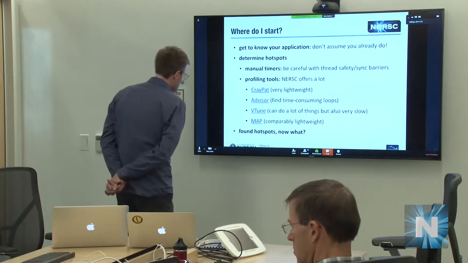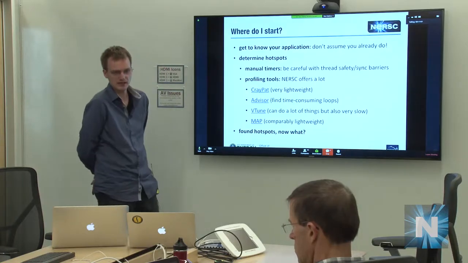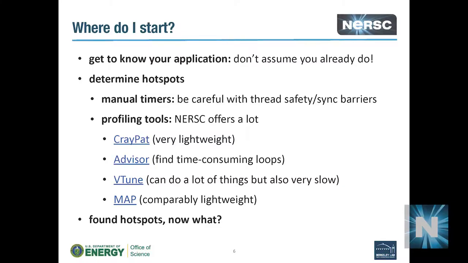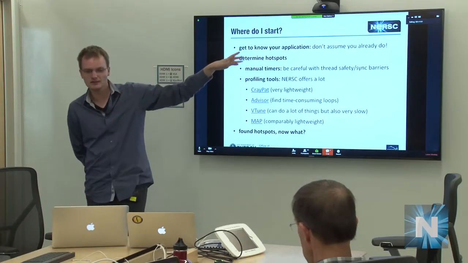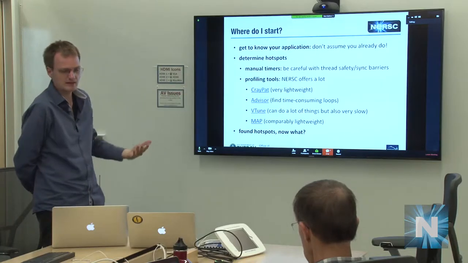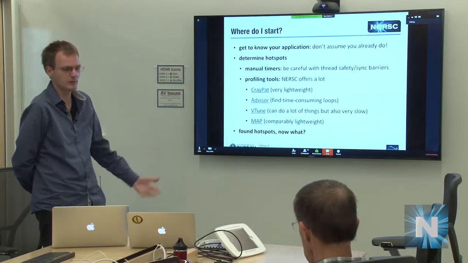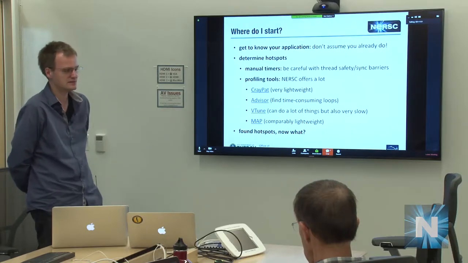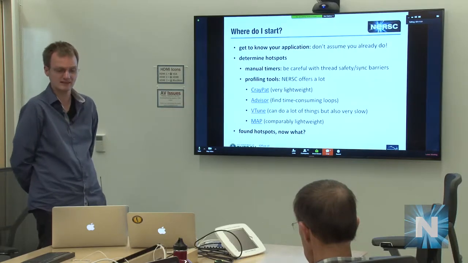So, for the single node case, what do I do? I have an application and I want to know what the problem is. Why is it, for example, 2x slower on KNL than Edison? The first thing, very important: get to know your application, right? I don't know who's on the line. There might be some very specialized domain scientists, but in general, do not assume you already know your application. I come from a lattice QCD background. Even there, sometimes you ask, so what is actually the problem here, and they tell you, oh, I don't know, maybe this linear algebra routine, but when you really look at it, it's not the case.